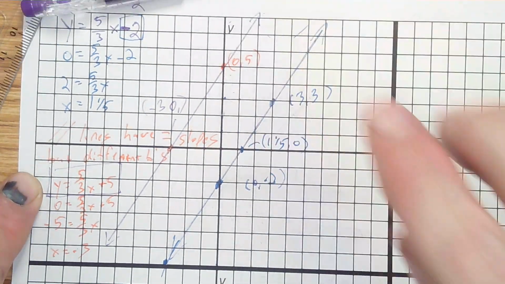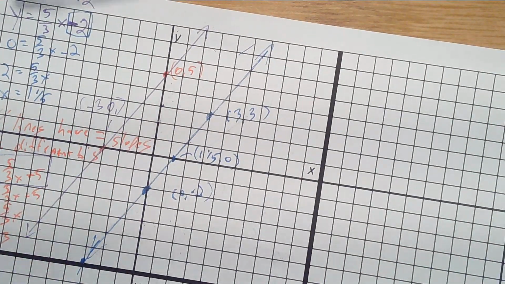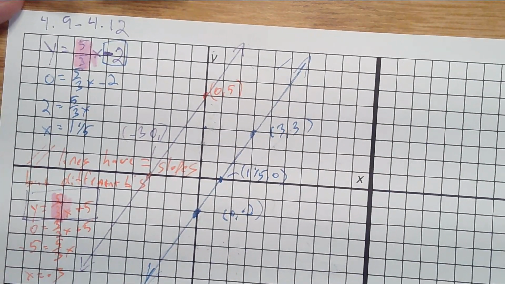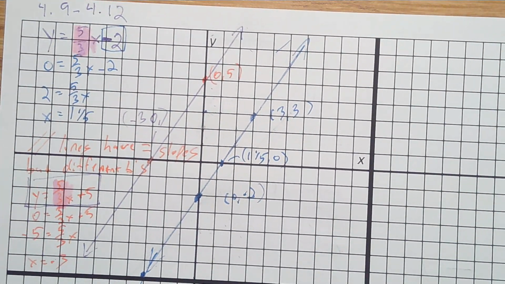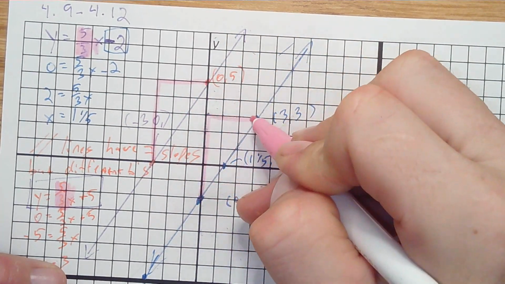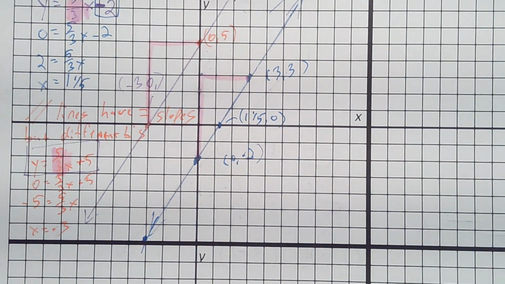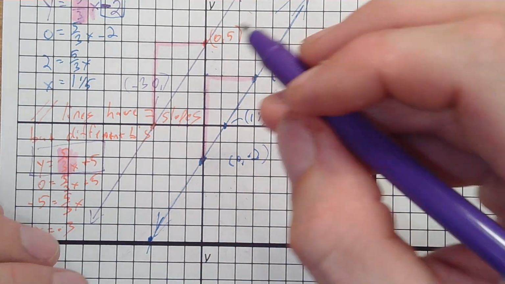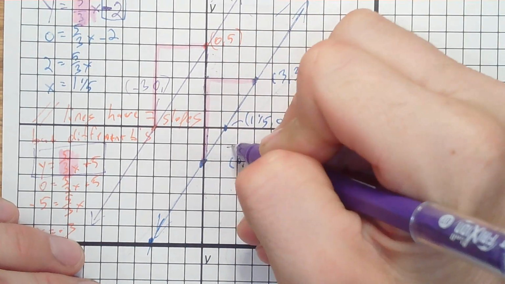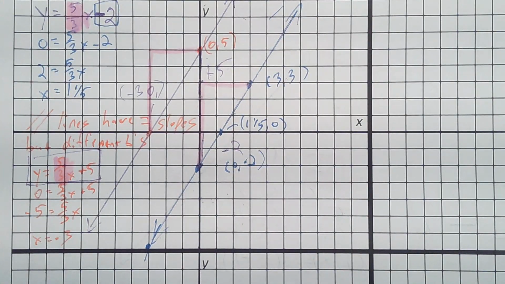Okay, you can see here that this slope, 5 thirds, and this one, 5 thirds, those are the same slopes. Up 5 over 3. Those slopes are the same. The only thing that changed was the y-intercept. This was negative 2, this was positive 5. That's the only difference.